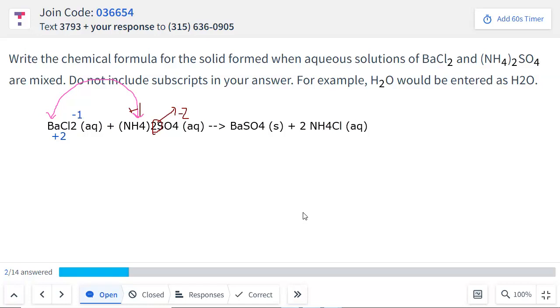And so now that I've got the chemical formulas correct, I would need to put that answer in. Since I can't put in subscripts, I would just write out the formula exactly as it's shown there on the board. BaSO4.